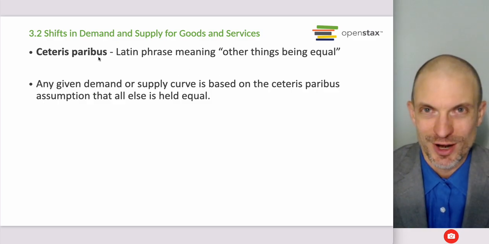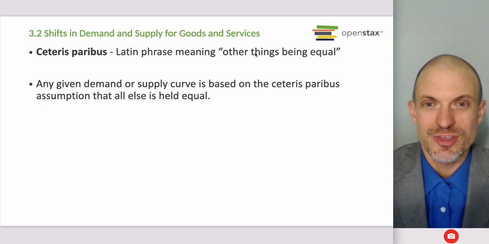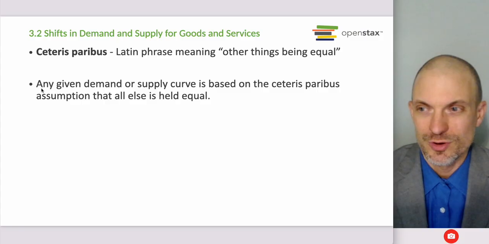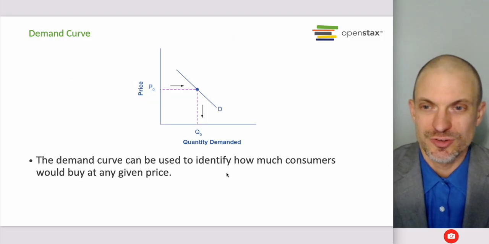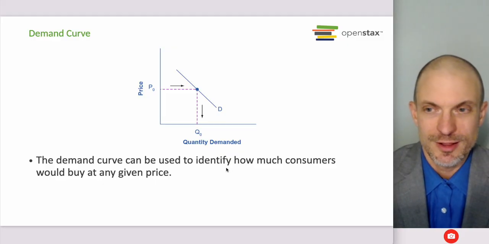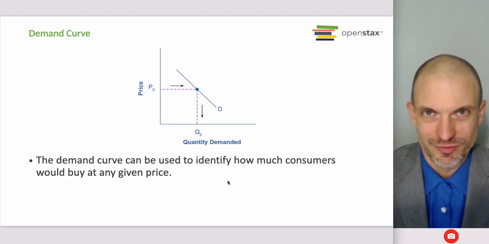I mentioned ceteris paribus. That is our other things being equal assumption. So any demand or supply curve is based on the ceteris paribus assumption that everything else is held constant. That means we're focusing only on changes in price, right? Not in anything else. We have a whole list of demand shifters and supply shifters. We'll talk about that shortly, and we're basically ignoring the effects of all those.